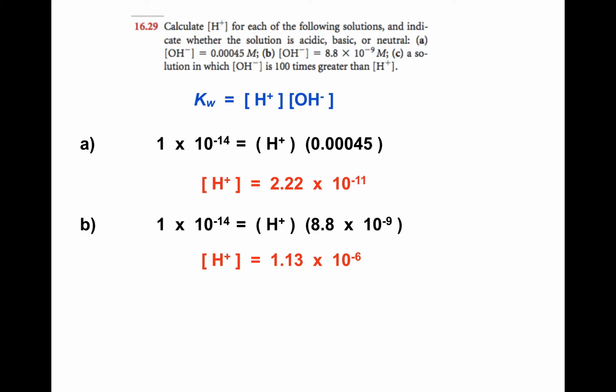A solution in which the hydroxide concentration is 100 times greater than the H plus concentration. All right, so we're dealing with exponentials here, right? 10 to the negative 6, 10 to the negative 5. We're talking about powers of 10. So in order to get a hydroxide solution 100 times more concentrated than the H plus concentration, you'd have to have 2 factors of 10 greater. So 10 to the negative 6 is 100 times greater than 10 to the negative 8.